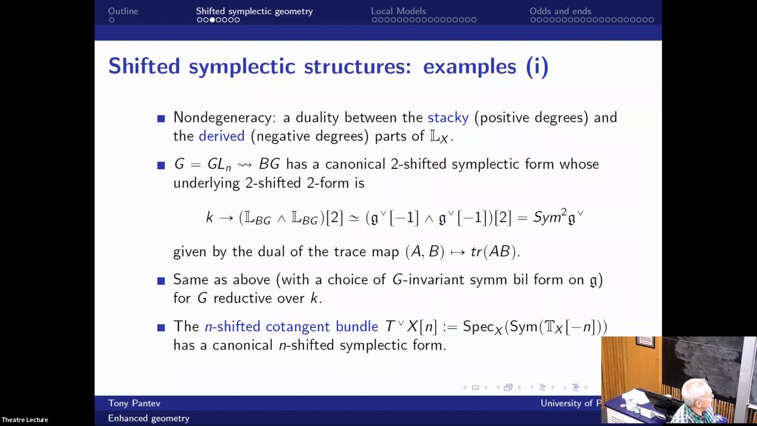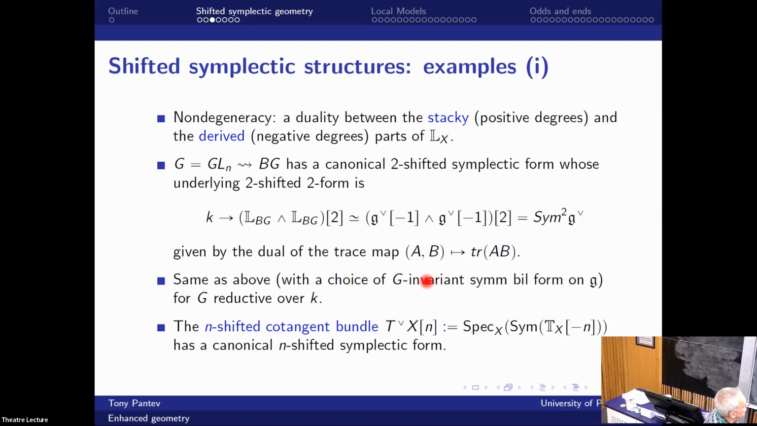Another example or comment, which is somehow central in this story, is to notice that if you have say a general linear group or a reductive group, then the classifying stack of that group has a canonical two-shifted symplectic form, which is just given by the Killing pairing. It's just that the cotangent complex of the classifying stack is just the dual of the Lie algebra in homological degree 1.